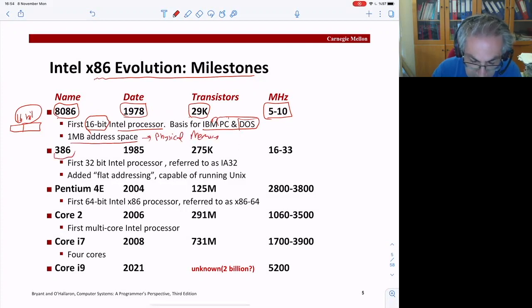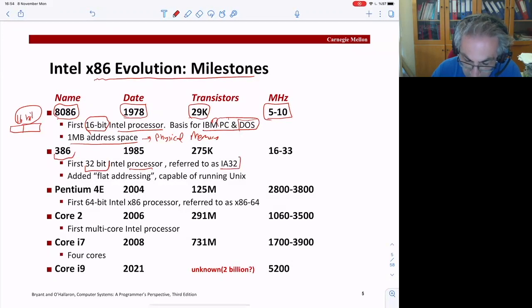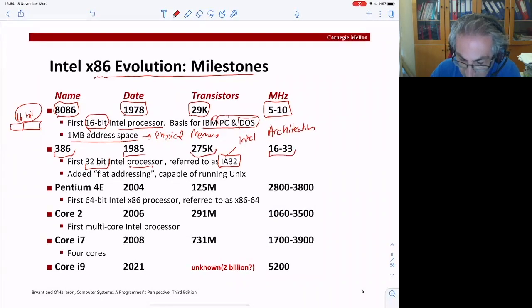And then came the 386, which was the first 32-bit processor. It's referred to as IA32, which stands for Intel architecture 32. It had about 10 times more transistors, running at 16 to 33 megahertz. This was the first one that would support the Unix operating system, and it added flat addressing. And then came the 486.